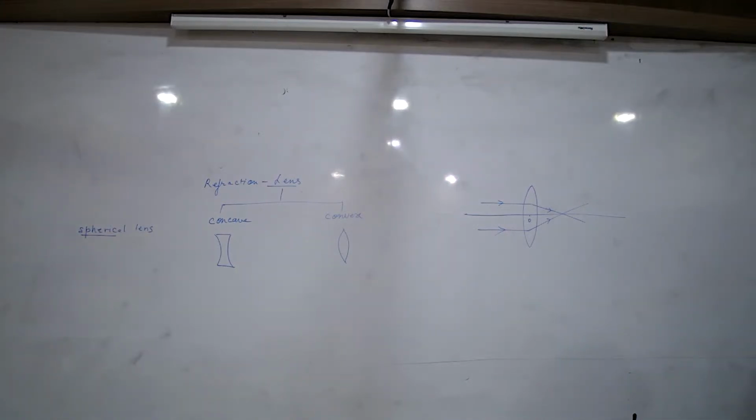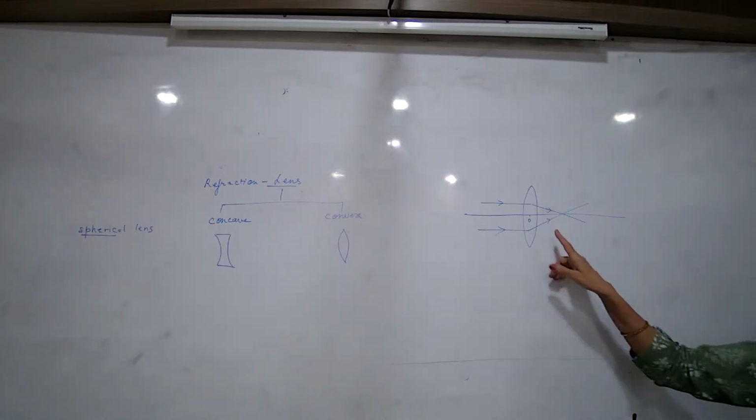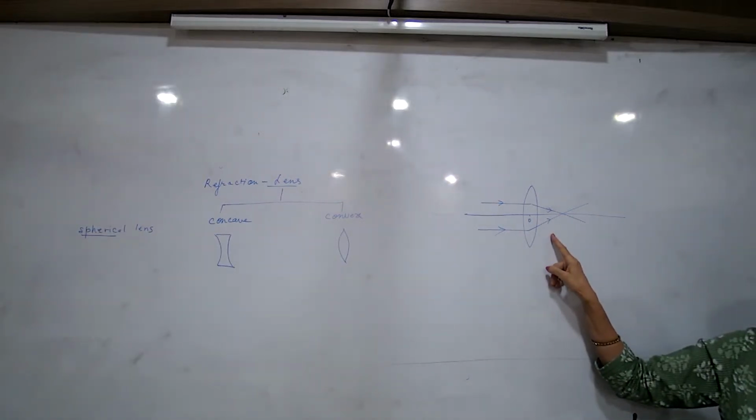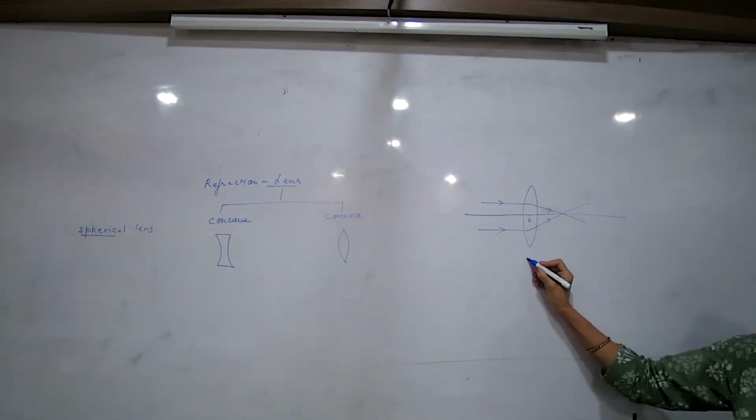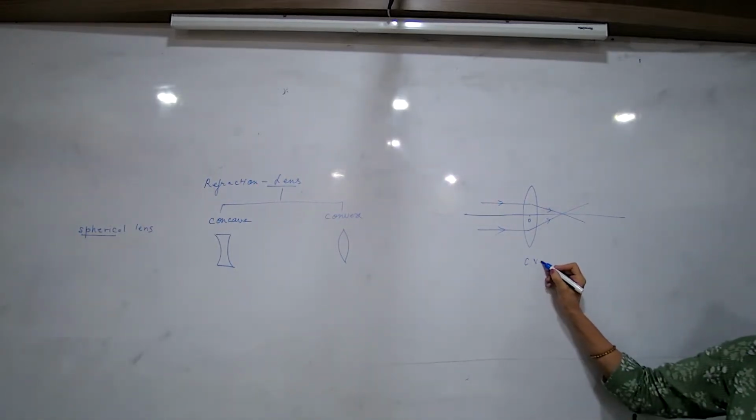Okay, so we use such types of lenses. It may be a concave lens or a convex lens, depending upon what type of power you have. That we will do in our next chapter when we go about the human eye. That's also very interesting. So what type of lens is that? This is a convex lens.